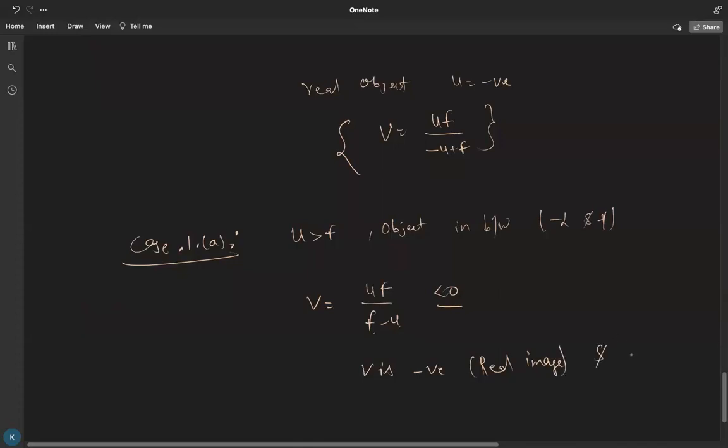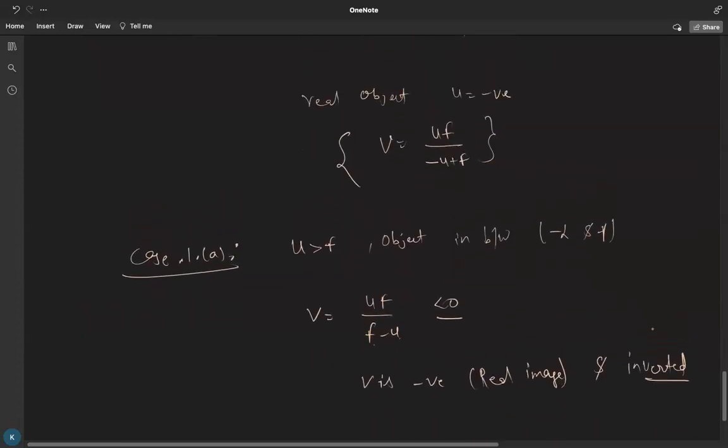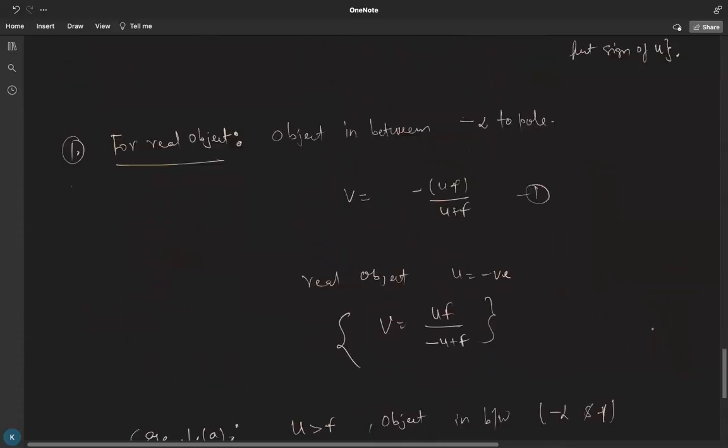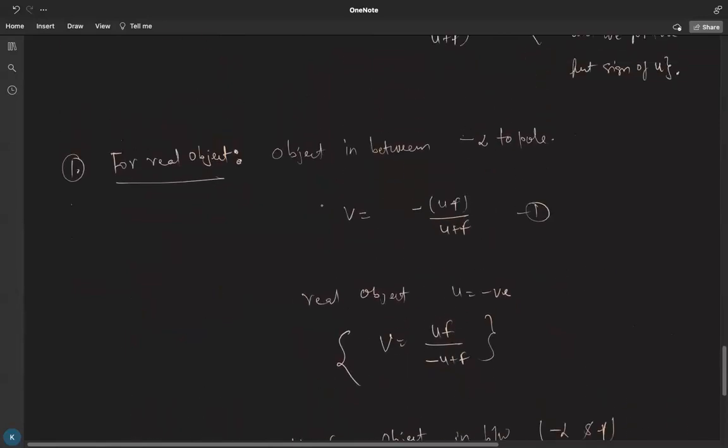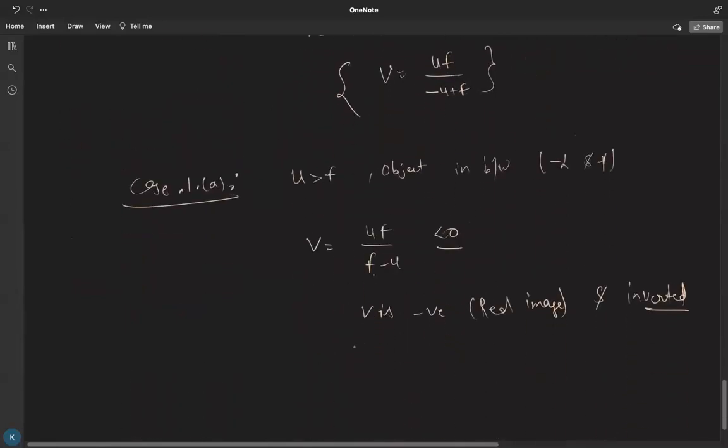And you have to keep one more thing in mind. The image is actually inverted. What I'm doing here, I hope you all get it, I'm just considering the case where u is greater than f, when our object distance is greater than the focal length in case of a concave mirror, and when the object is real. In that case, a real and inverted image is formed. Okay, so this is the case that you have to keep in mind.